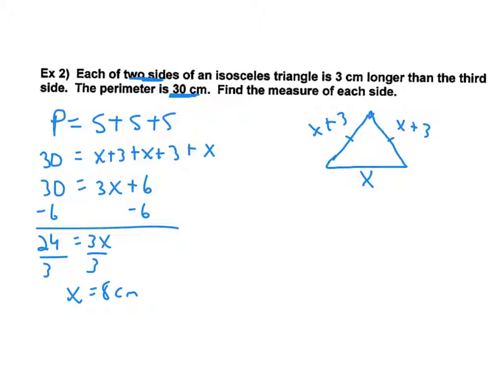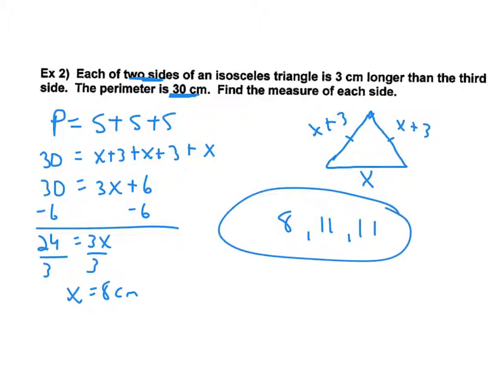So then I know the 3 sides. So one side is going to be 8, and then the other sides are going to be 8 plus 3, which is 11. So the 3 sides are 8, 11, and 11, and they are centimeters. All right, 3 more problems.